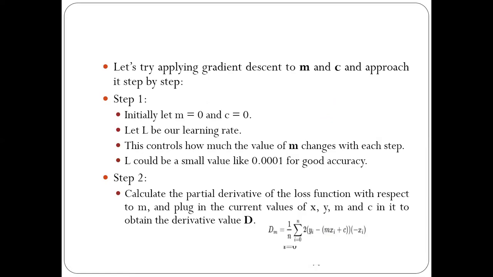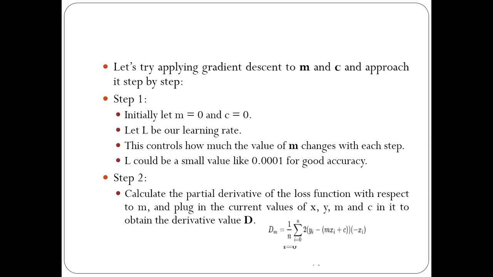Step one: we need to assign values for every variable. Here the coefficient m is initially considered as 0, and the intercept c is initially assigned as 0, and L is the learning rate. Its value is considered as 0.001. Actually, L is responsible for controlling the changes of m in each step. Selecting a small value for L is good in order to get accurate output.